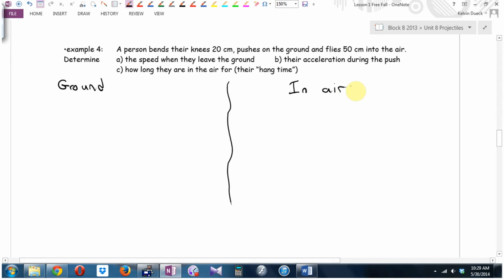While you're on the ground, this is before you start to straighten your legs to once you've straightened your legs out. While you're in the air, this is while you're in the air. Anything we know that I can put under either of these columns? 0.2, 0.5, got to go to meters, right?